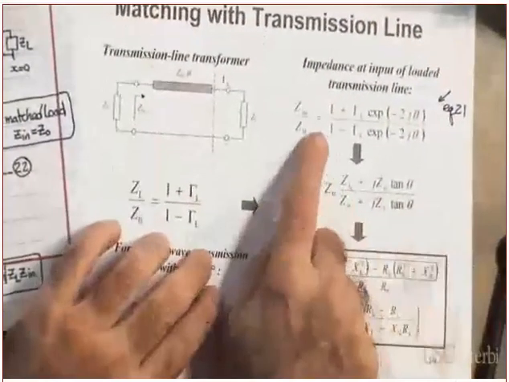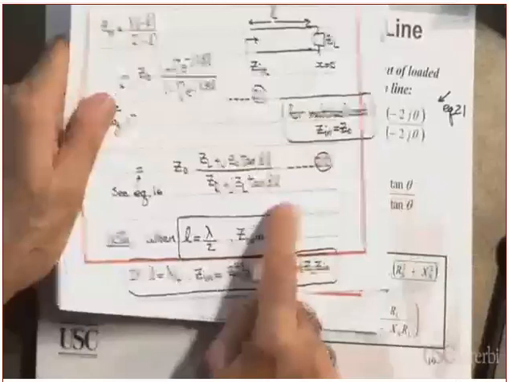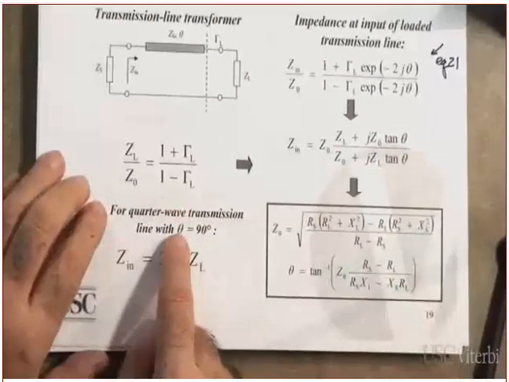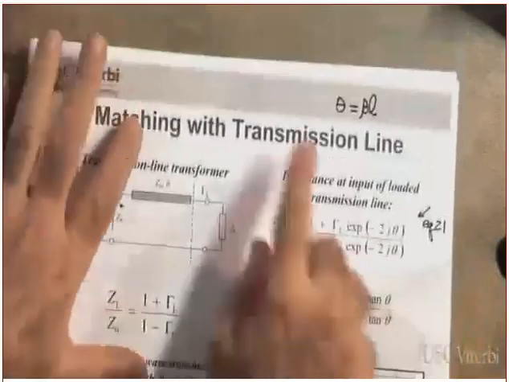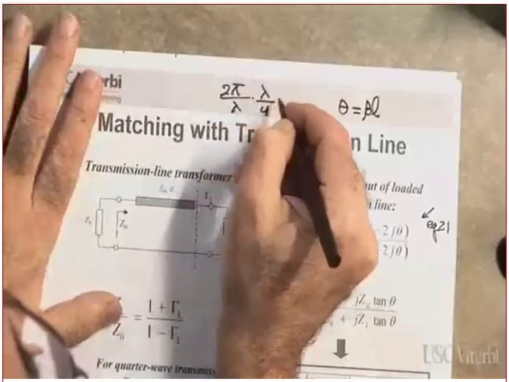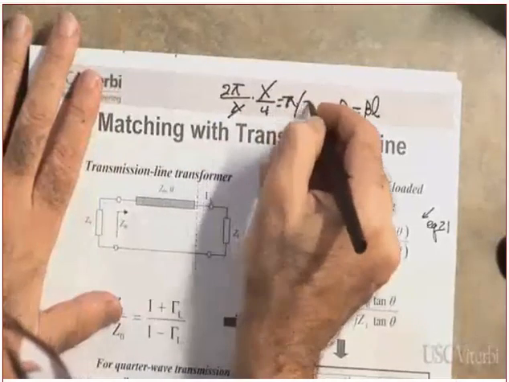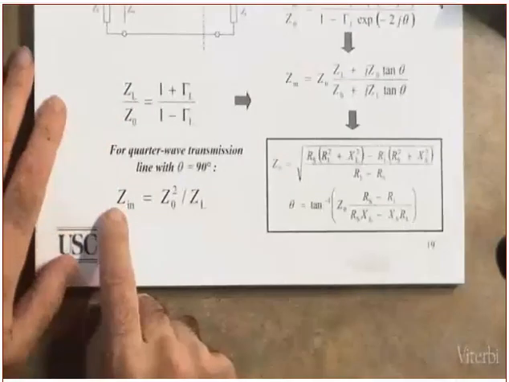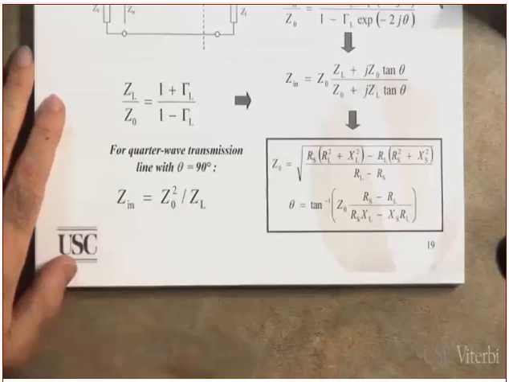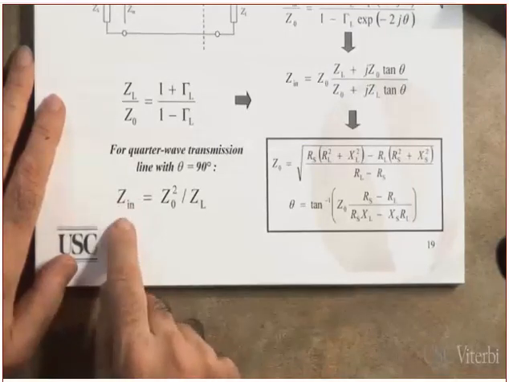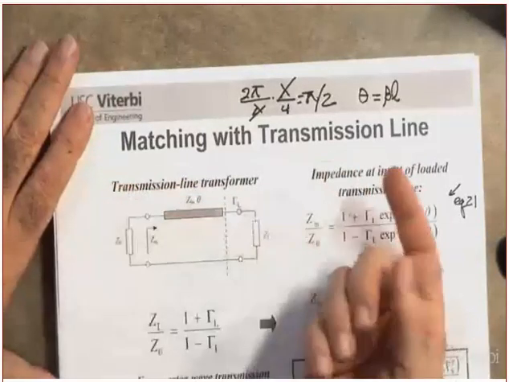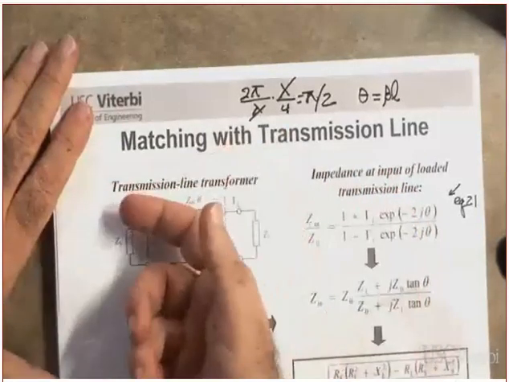Clear? Okay. Now, this is the same as this one. Now, for a quarter wavelength transmission line, what is theta? Theta is beta L, which means what do I have? Zn equal to Z naught squared divided by Z. From this equation, what do I want Zn to be? I want Zn to be ZS conjugate. Are you following me on that? So that you have a match.